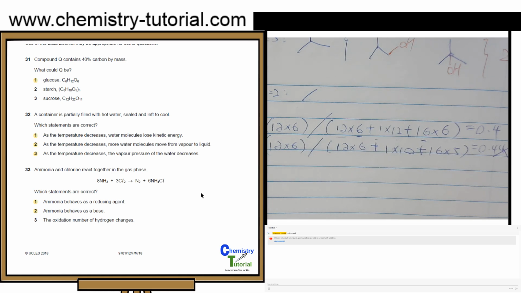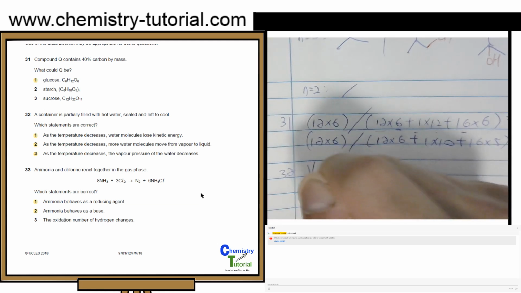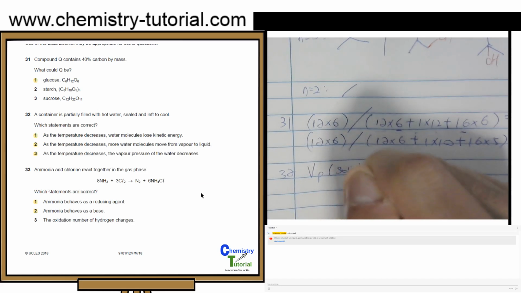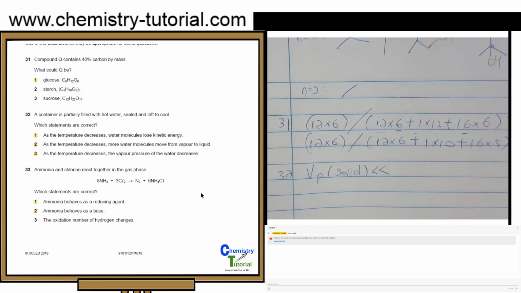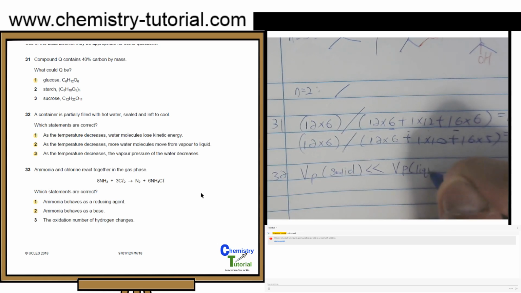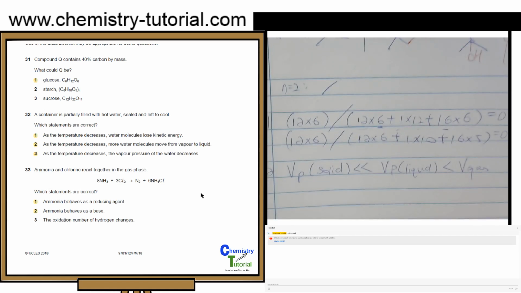Statement 3: as temperature decreases, the vapor pressure of water decreases. Now, this is like a continuation from option 2, because when temperature decreases, more molecules move from vapor to liquid. You need to understand that the vapor pressure of a solid will always be less. I'm putting double arrows over here to show it's really a lot lesser than the vapor pressure of a liquid, than the vapor pressure of the gas. Because the gas is already a gas, so of course its vapor pressure will be there. It's the pressure exerted by the vapor. So option 3 is also correct.